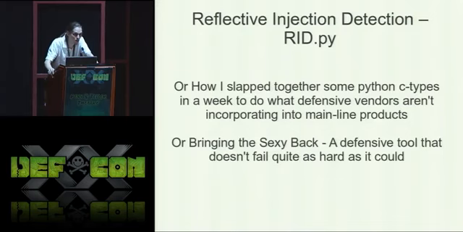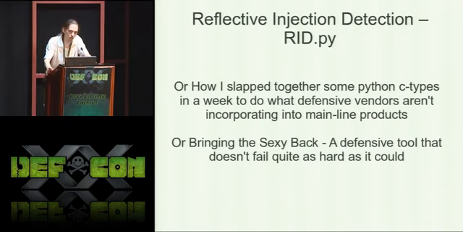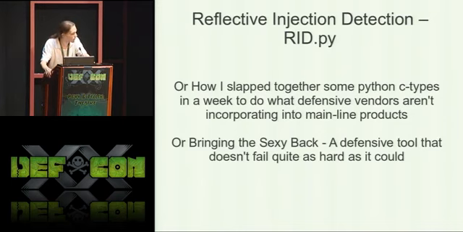All right. Hello, my name's Andrew King. I'm here to present reflective injection detection. I put together some Python ctypes in about a week that fairly accurately detects reflective injection the vast majority of the time. It does have a couple of issues with false positives, but something to note about the title, I said defensive vendors in general. It's not exactly the case. Defensive vendors do have products that catch reflective injection. It's just not in your mainline home user applications.